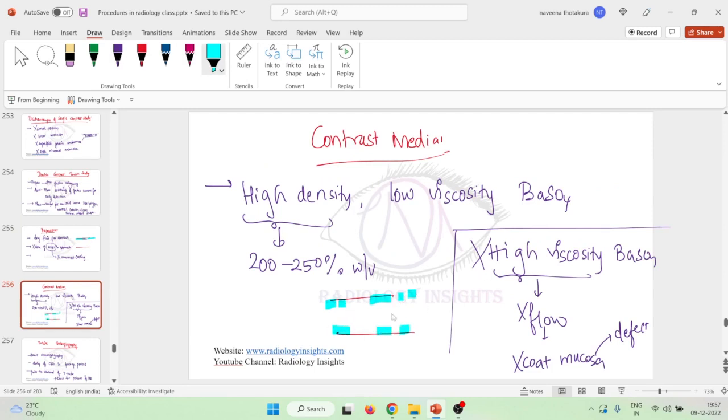So as a result, it does not coat the mucosa well. So this part which is not coated might be misdiagnosed as a tumor. So as a result, we should not use high viscosity barium sulfate. Always low viscosity barium sulfate should be used.